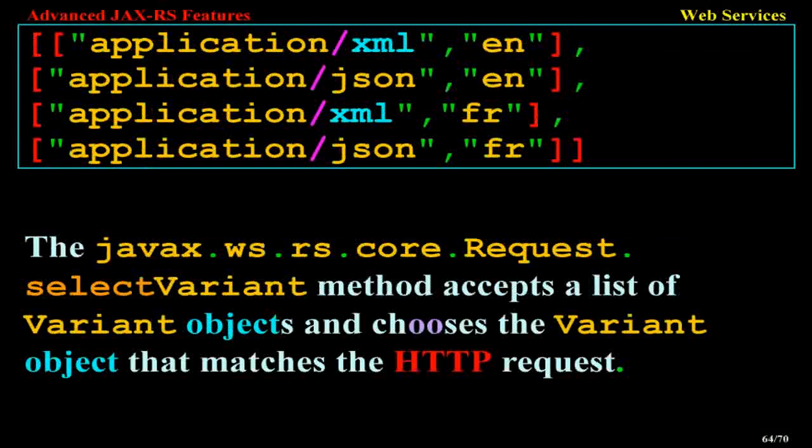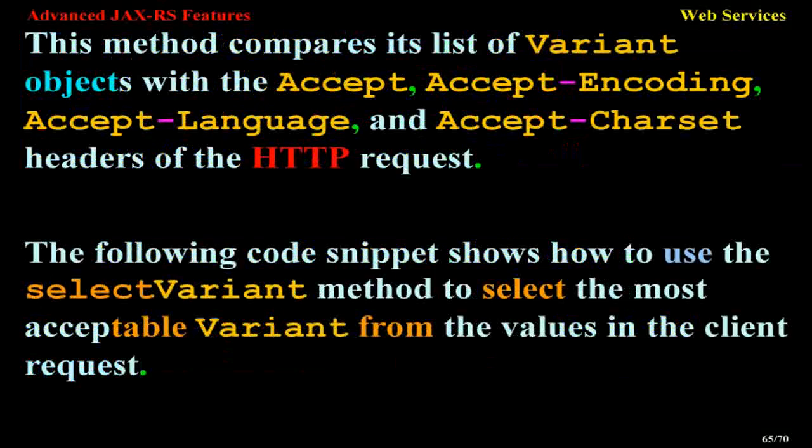The javax.ws.rs.core.Request.selectVariant method accepts a list of Variant objects and chooses the Variant object that matches the HTTP request. This method compares its list of Variant objects with the Accept-Encoding, Accept-Language, and Accept-Charset headers of the HTTP request. The following code snippet shows how to use the selectVariant method to select the most acceptable variant from the values in the client request.